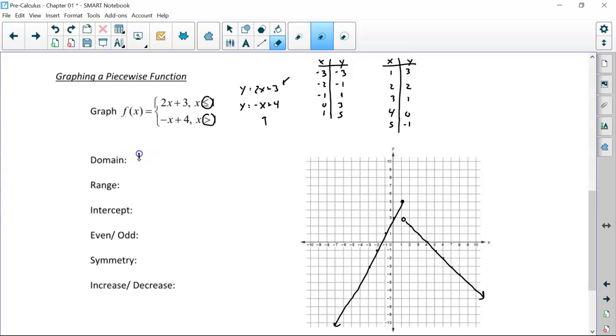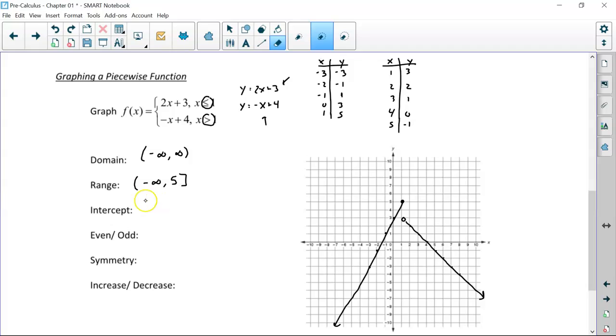So our domain is all real numbers. We're going from negative infinity to positive infinity because we used all of our possible values for x. Now our range, the highest point it reaches is at 5. So the range is going from negative infinity up to 5. So we're going to put a bracket at 5.